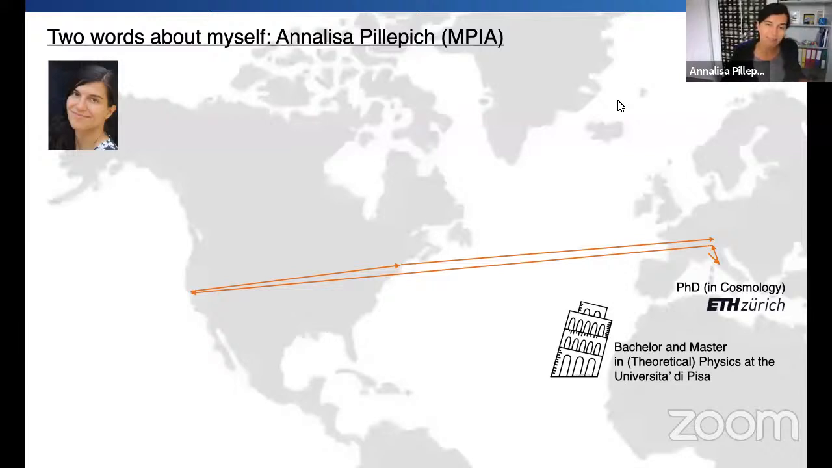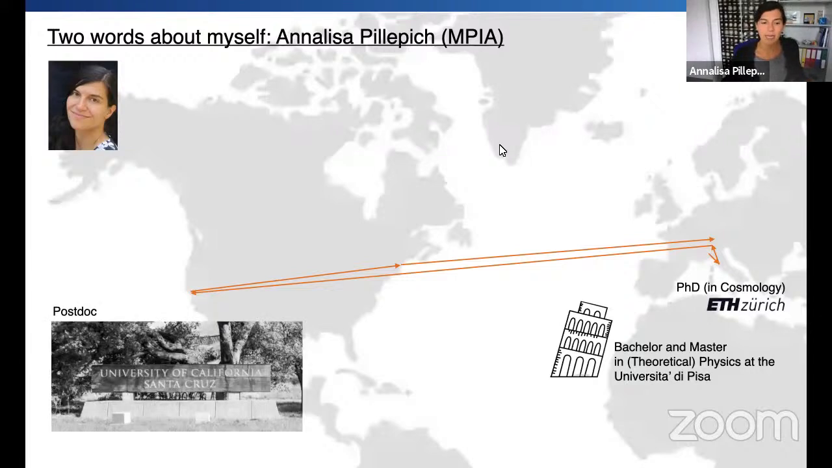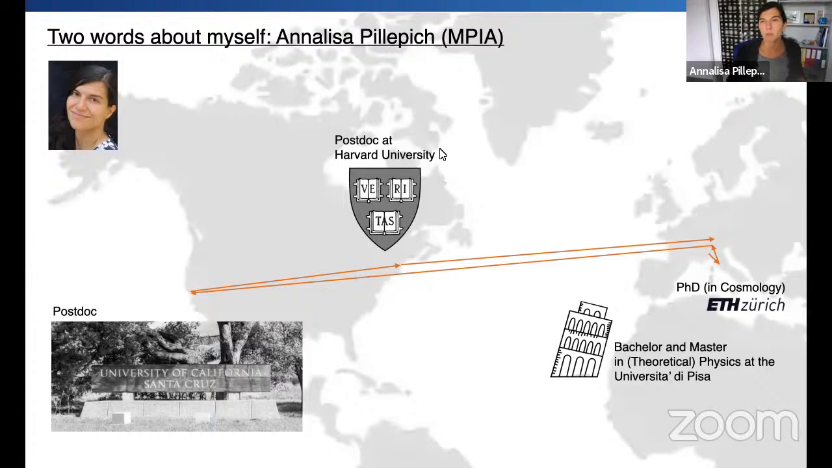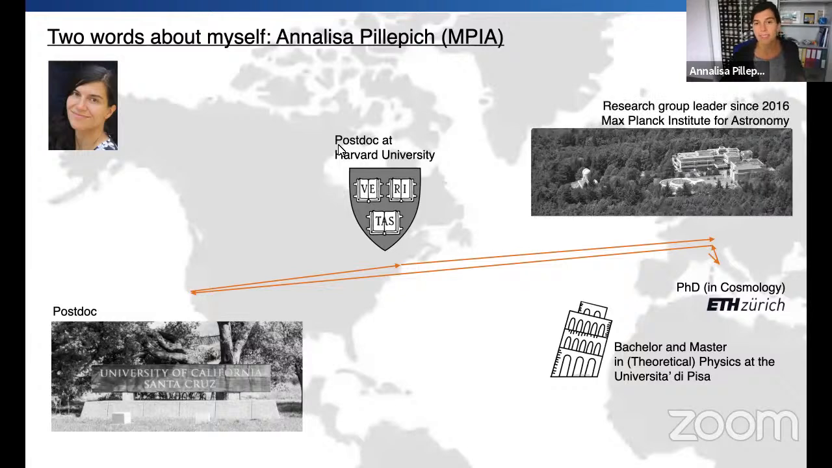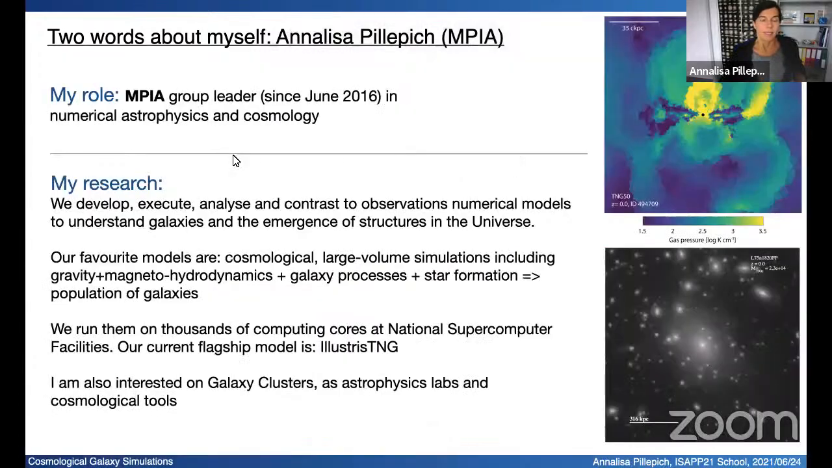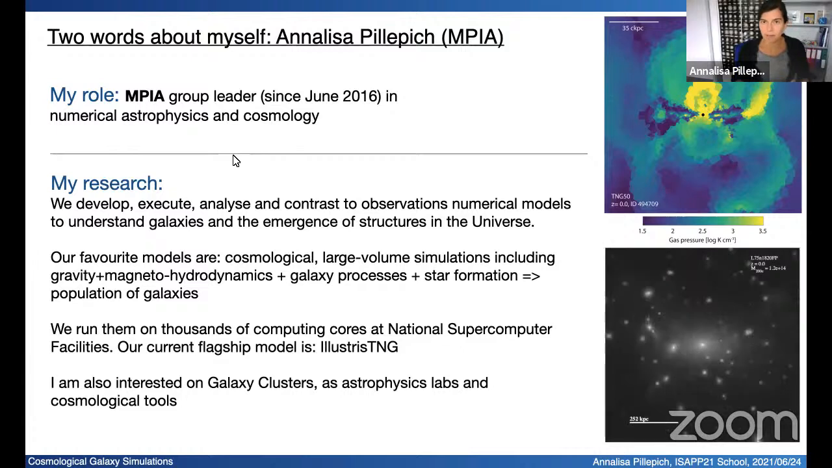At that time, I really started doing pencil and paper calculation with second order cosmological perturbation theory applied to the so-called 21 centimeter cosmology. But then I went for 2 postdocs, first at the University of California in Santa Cruz and then at Harvard. And here I moved more and more towards numerical cosmology and more specifically numerical galaxy formation. I then landed in 2016 in Germany at the Max Planck Institute for Astronomy, where I'm a group leader in numerical and theoretical astrophysics.